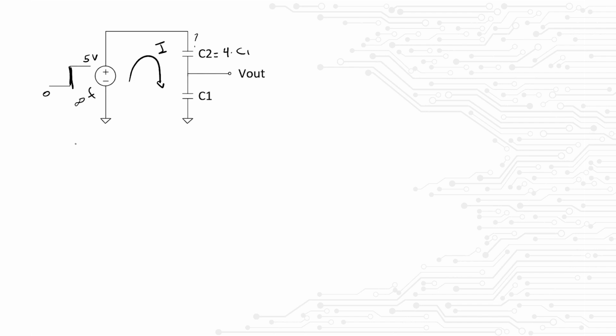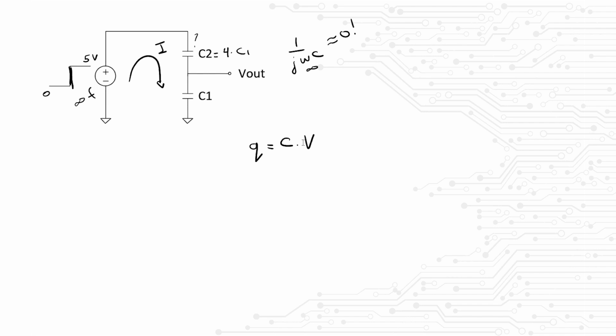Now, if we remember the capacitor's impedance is 1 over j omega C, we know that at infinite frequency, the impedance of the capacitor is 0. Therefore, we have a short between the supply and ground causing some current to flow. Now, when the current is flowing, the capacitor will get charged. And what is the capacitor charge? You guessed it right. Q, the charge of the capacitor, is equal to C times V.